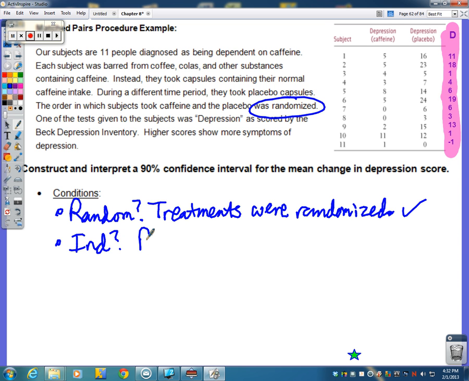Independent. Is the population at least 10 times our sample size? Well, our population, I would have to say, would be our people in general. So we'd say all people.